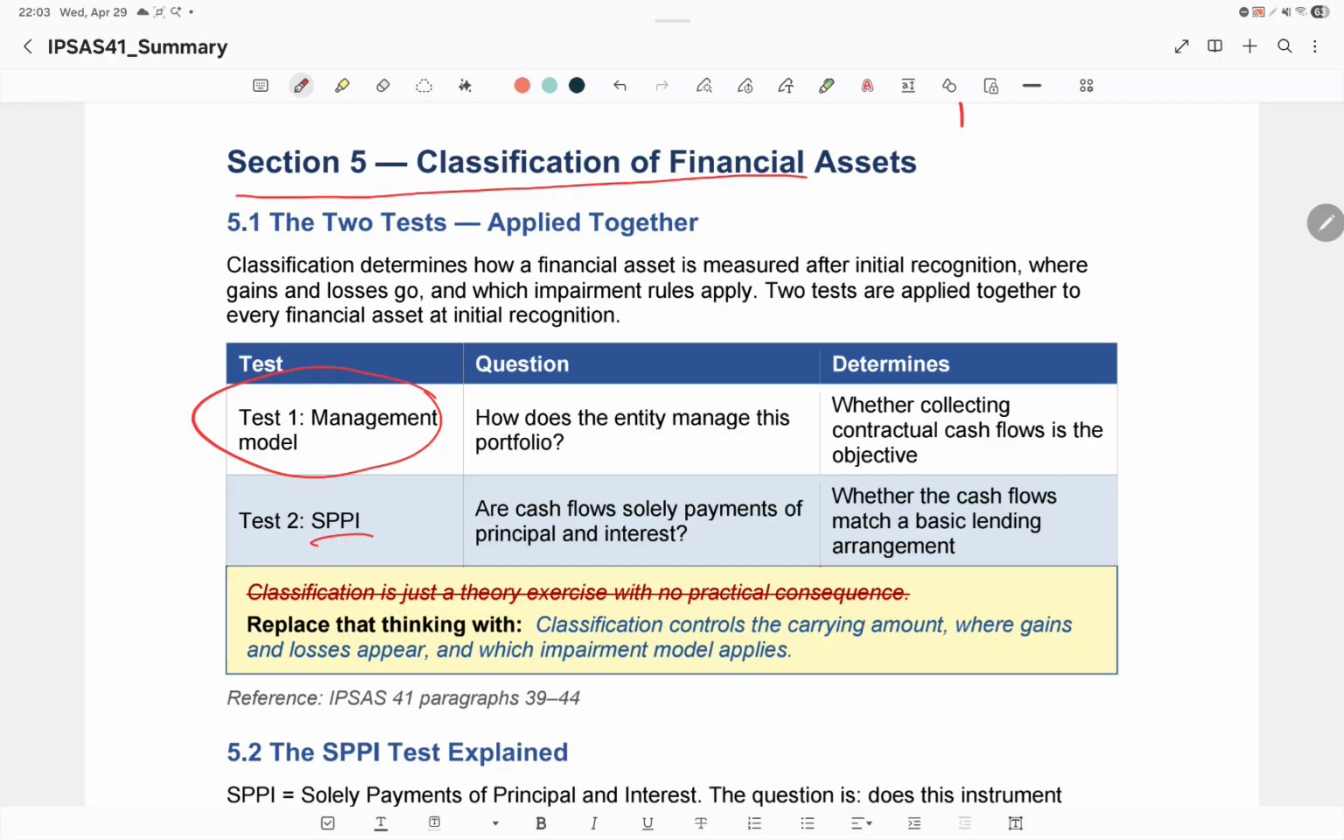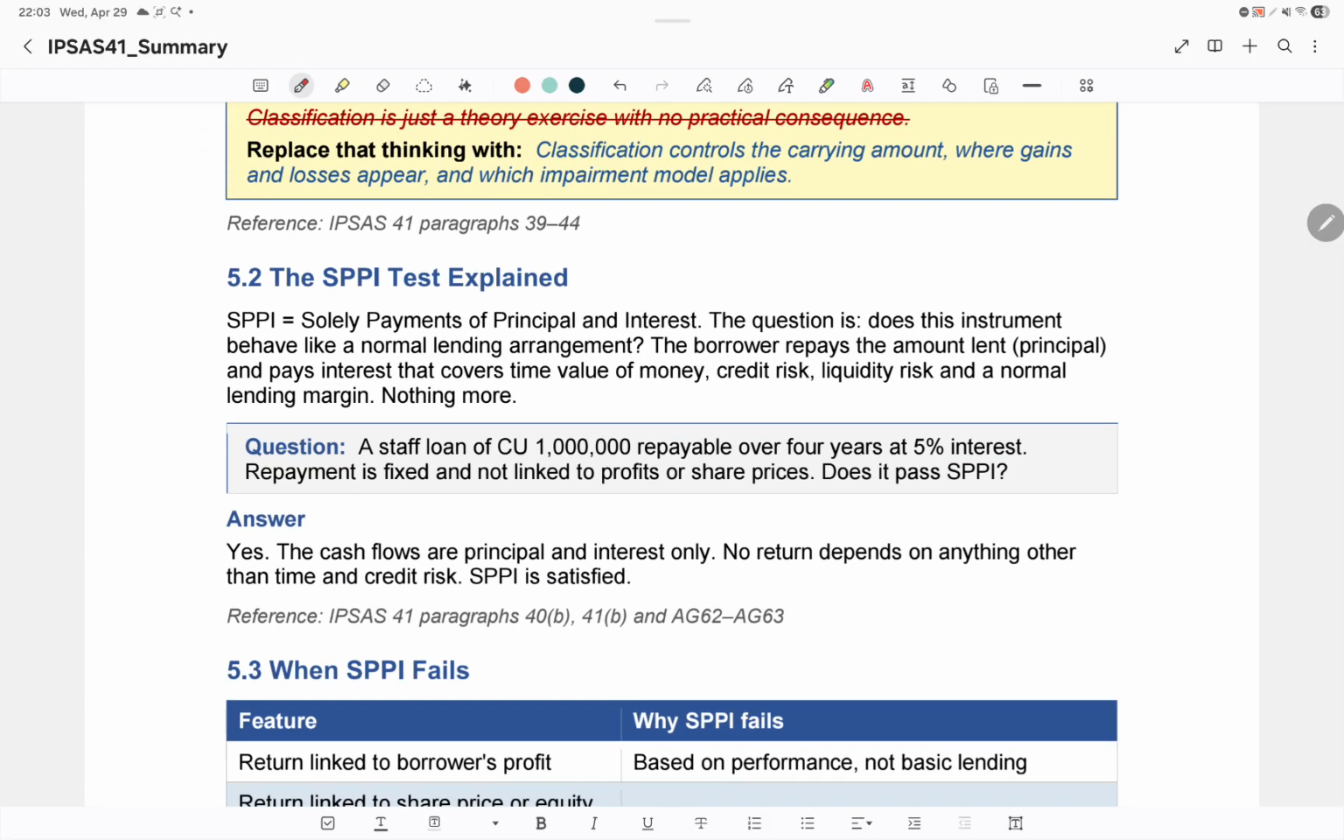So classification is not just a theory exercise with no practical consequences. Classification controls the carrying amount, where gains and losses appear, and which impairment model applies. Okay, the SPPI test explained. SPPI: solely payments of principal and interest. Does the instrument behave like a normal lending arrangement? The borrower repays the amount lent, the principal, and pays interest that covers time value of money, credit risk, liquidity risk, and normal lending margin. Nothing more.